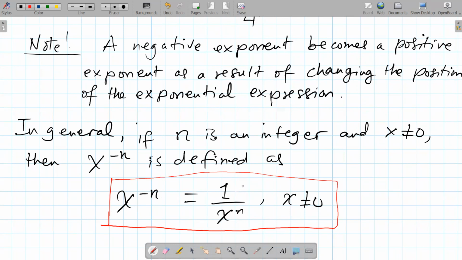It's very, very easy. X raised to the negative n is always going to be equal to what? 1 over x to the positive n. In other words, the negative exponent has now become a positive exponent as a result of what? Changing the position of the original exponential expression. All right. Let's do some more examples. Go to the next page.